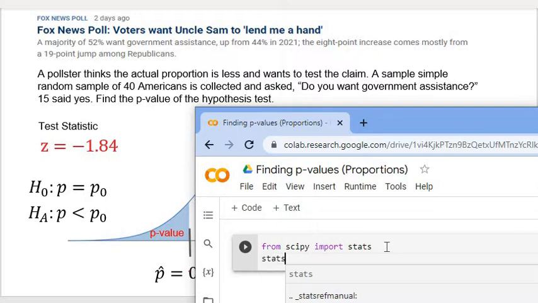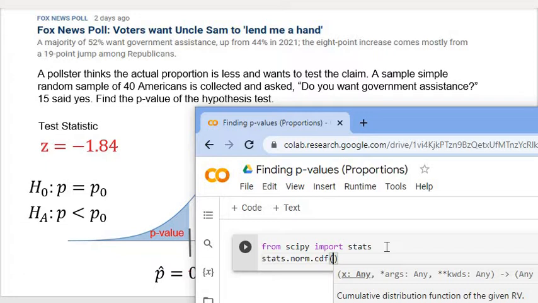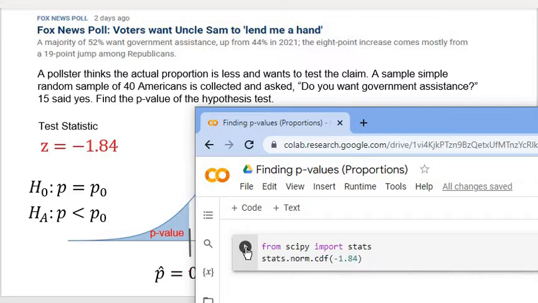So I'm going to call stats.norm. And then what I want from the norm is the specific method, the CDF, which is the cumulative distribution function. So I'm calling stats.norm.cdf. When I feed this norm.cdf method a z-score, it will give me the area to the left of that z-score. So I'm going to feed it negative 1.84, and it will give me the area to the left of that z-score.